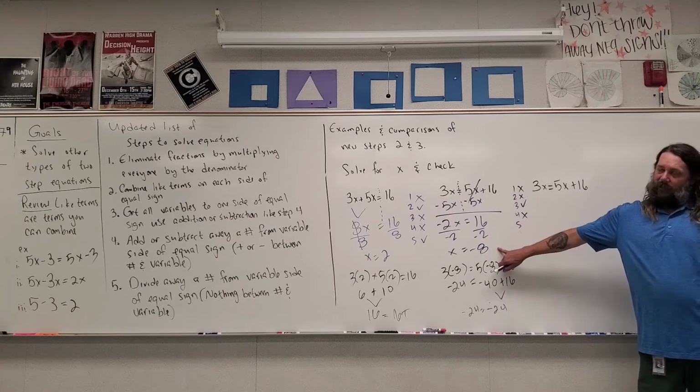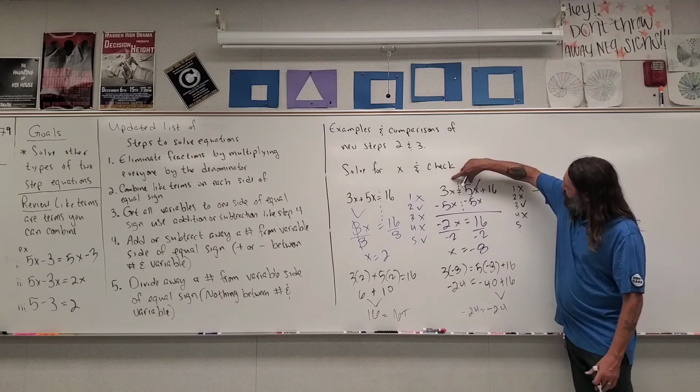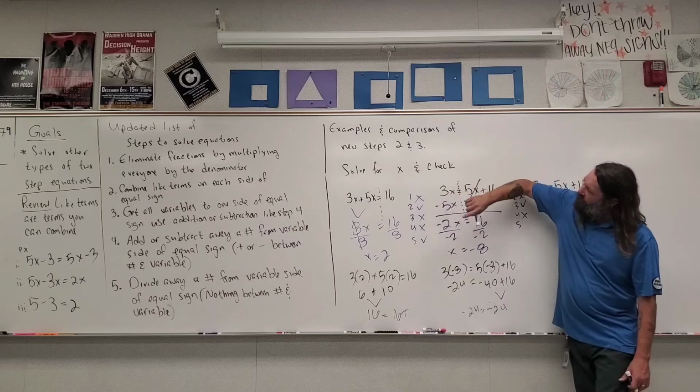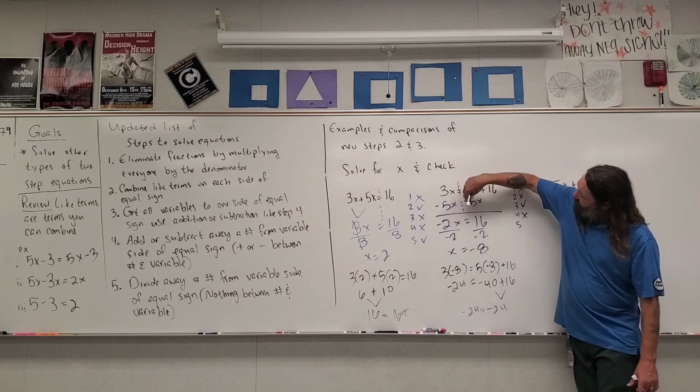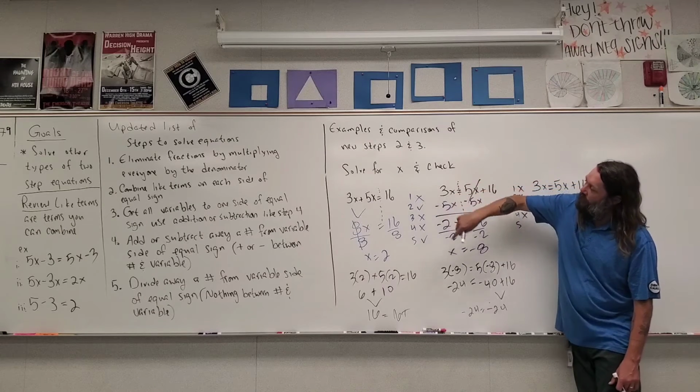All right, so this is what it looks like to have variables on both sides, and using the step that I used in step 4 to get the variable to the other side. Now, if this was a minus 5x, I would have to add it to both sides.